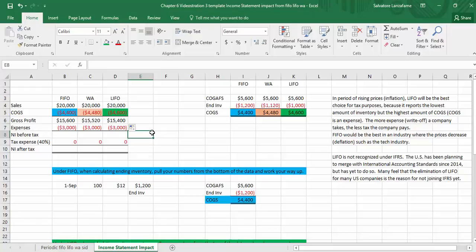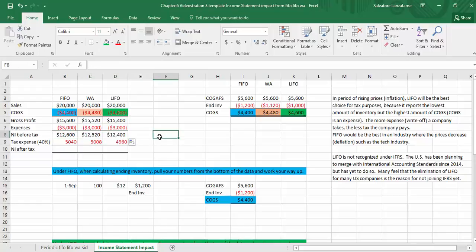Pay close attention to the LIFO. Notice that it has the smaller gross profit. And that was predicted because of the higher write-off of cost of goods sold. The company's going to have lower gross profit. Ultimately, they'll pay less in taxes. Let's also figure out if we take out operating expenses from the mix. Again, operating expenses are not affected by FIFO, LIFO, or weighted average.